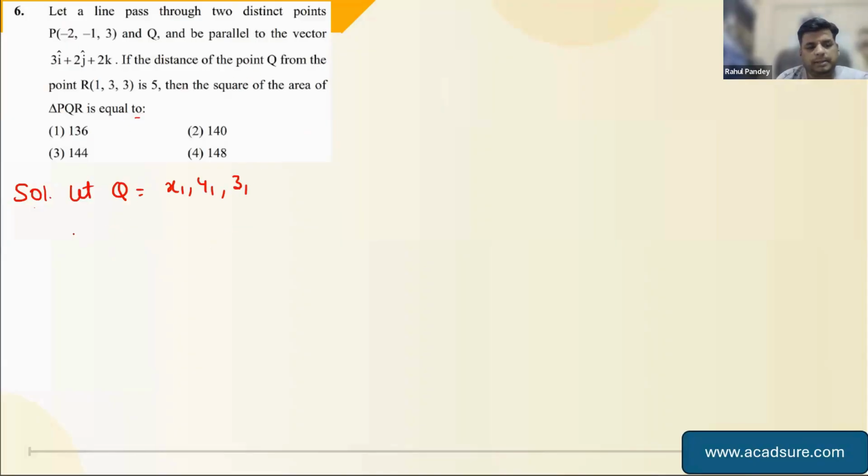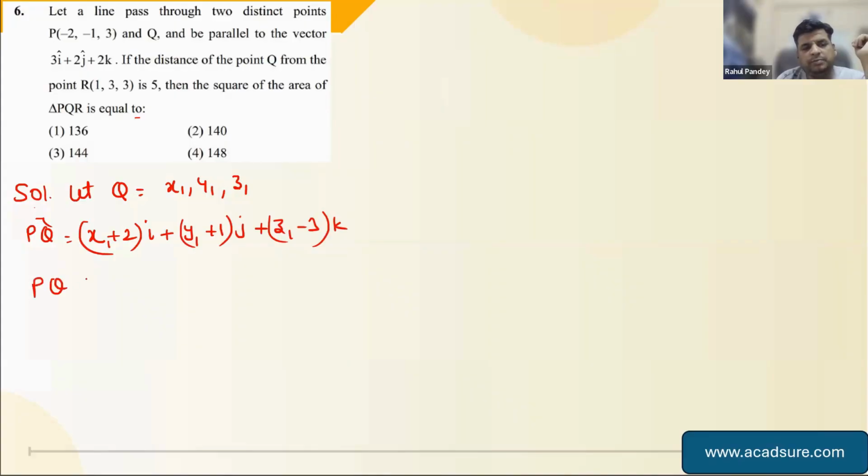So vector PQ will be (x1 - (-2))i + (y1 - (-1))j + (z1 - 3)k, and this PQ will be parallel to the vector 3i + 2j + 2k.